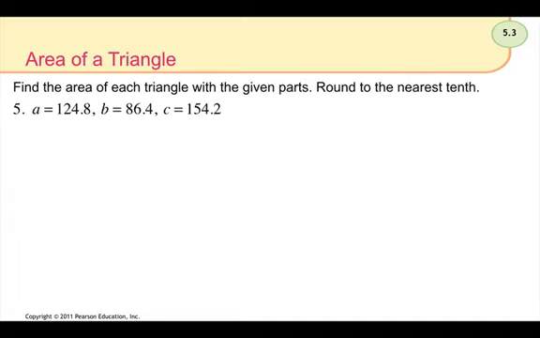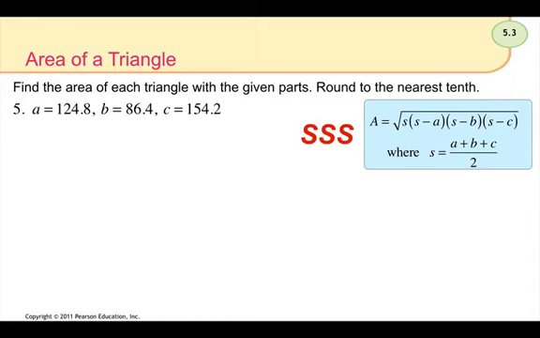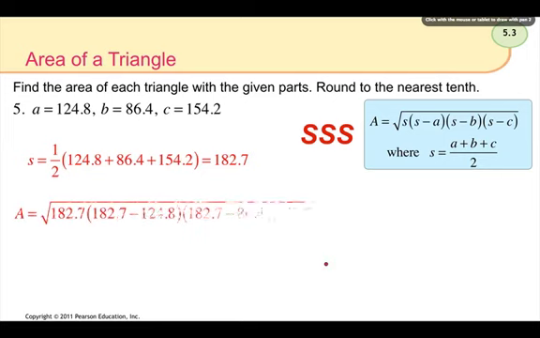Here's number 5. Find the area of the triangle, round to the nearest tenth. By looking at the given information, we notice that we have side, side, side, which means that we can apply the formula you saw on the previous slide, and it's basically just substitution. Find s and then plug it into the formula. This is s. Substitute into the formula. Take the square root of all of this, and you end up with 5,388.2 square units. Let's go to the last one.